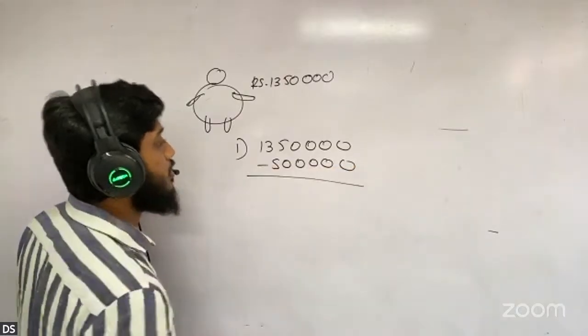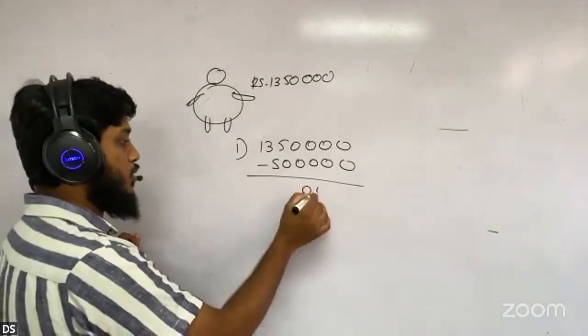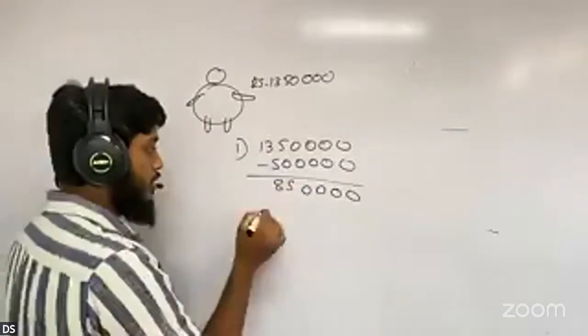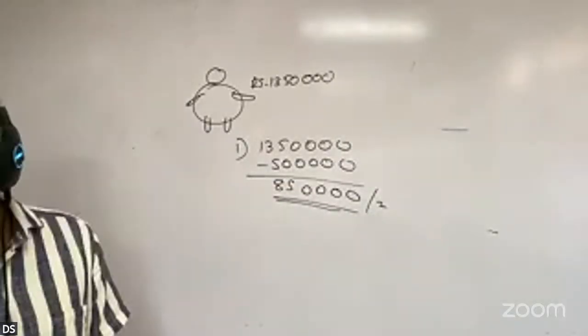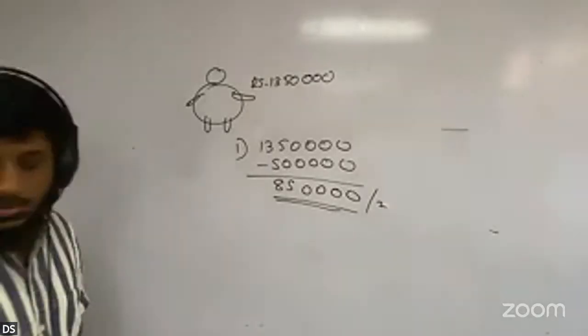Then minus this. When you subtract 5 lakhs, what will happen? You get 4 zeros here. 13 minus 5 means 8. So here what you get is 8 lakh 50,000 as the taxable income.